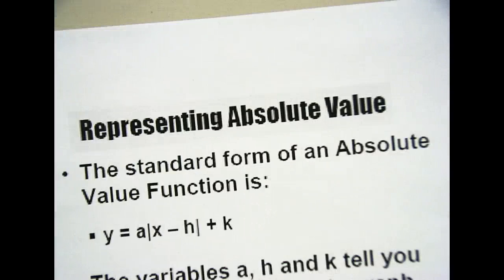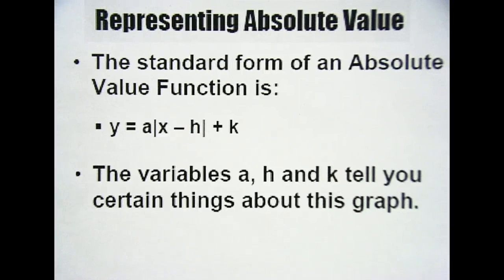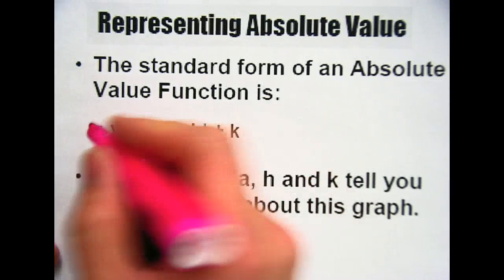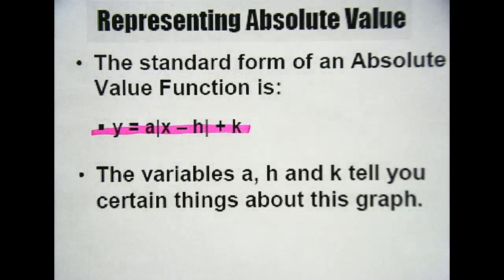All right. So representing absolute value functions. Standard form of an absolute value function is this guy right here, y equals a times the absolute value of x minus h, all plus k. The variables a, h, and k tell you certain things about the graph that we're going to explore. The h and k today, and we'll talk about a tomorrow. Okay.